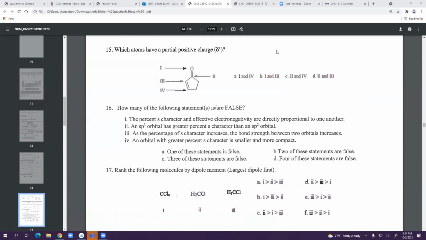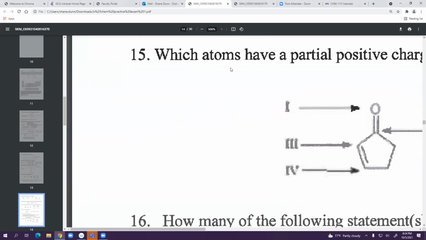Okay, let's try zooming in on the question. Zoom in on the molecule so I can draw stuff. Let's go to the show.